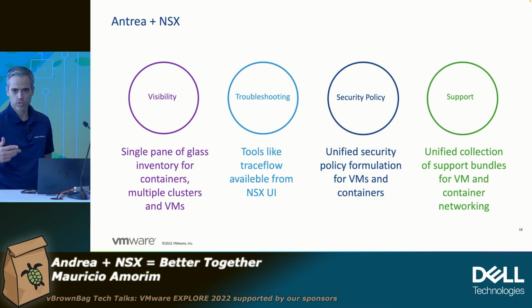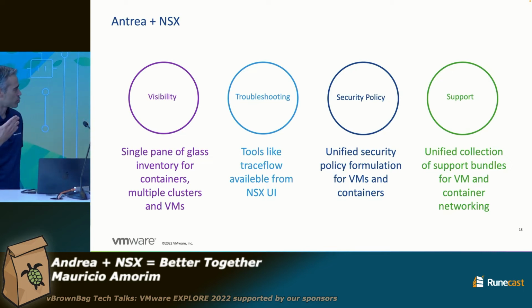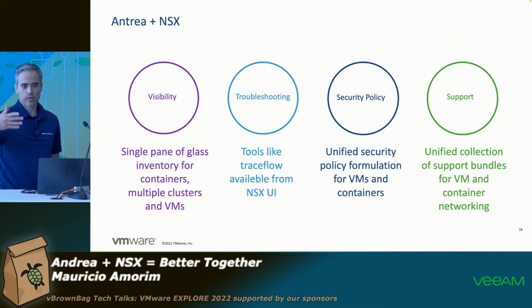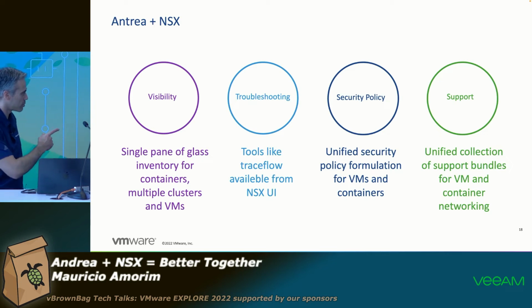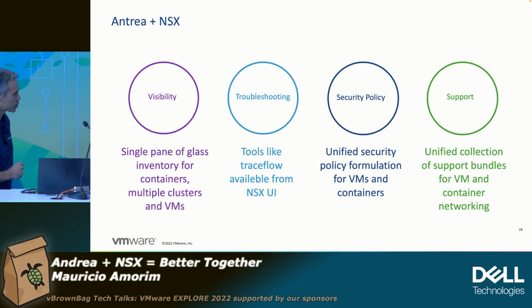You can have OpenShift. You can have Tanzu. You can have vanilla Kubernetes. You'll see them. Your inventory, services, pods, namespaces, everything. You'll have troubleshooting tools. For example, we have Traceflow, which is a tool that you can use to trace the path of communication. I'm going to show a demo video of me using the troubleshooting tool, Traceflow.